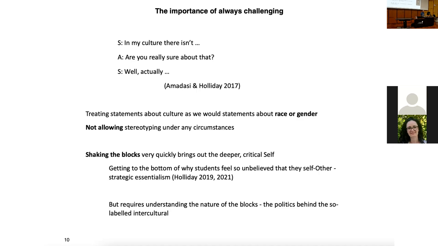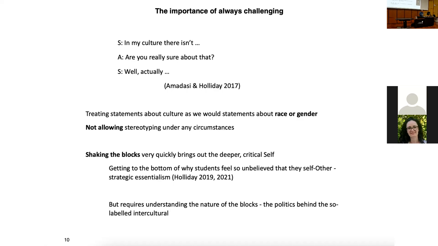This comes from an article I wrote with Sarah Medassi. In my culture, there isn't. Are you really sure about that? Oh, I actually know. If you didn't challenge, the essentialist narrative would continue. You have to challenge. Treating statements about culture as we would statements about race or gender, not allowing stereotypes under any circumstances. Would anybody here allow a stereotype of gender or race in their classroom? So it's the same with culture. Shaking the blocks very quickly brings out the deeper self, the deeper critical self. It doesn't take much to unhinge this essentialist statement about my culture.